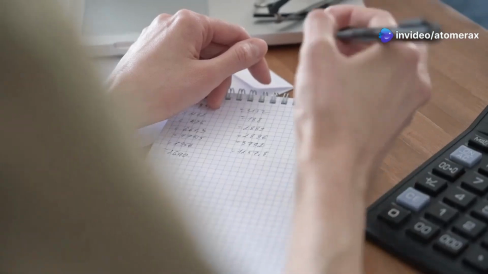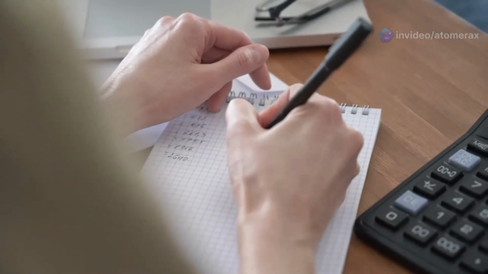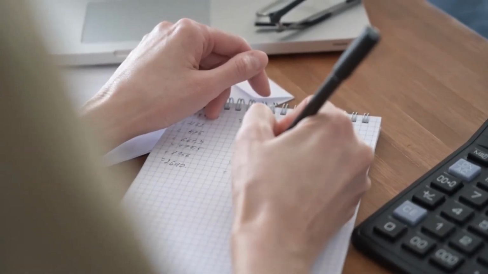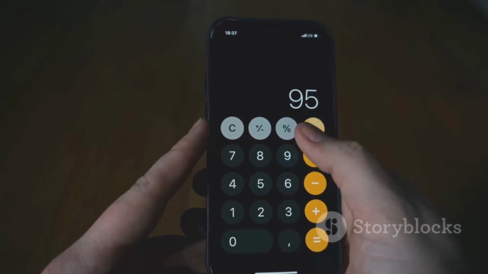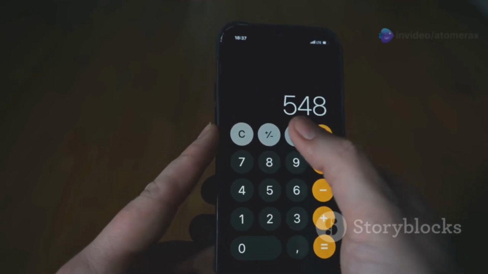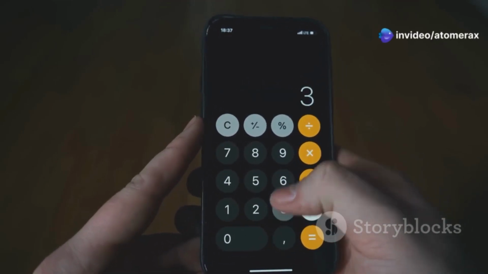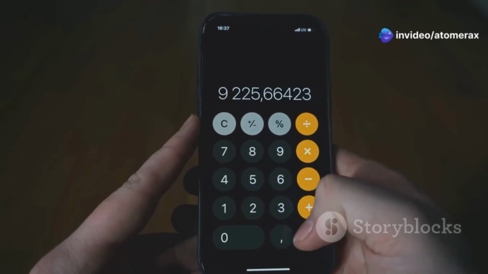Rule 1. Any non-zero digit is always significant. This means every digit from 1 to 9 counts. For example, in the number 23.5, all three digits, 2, 3, and 5, are significant. Each of these digits contributes to the accuracy of the measurement.